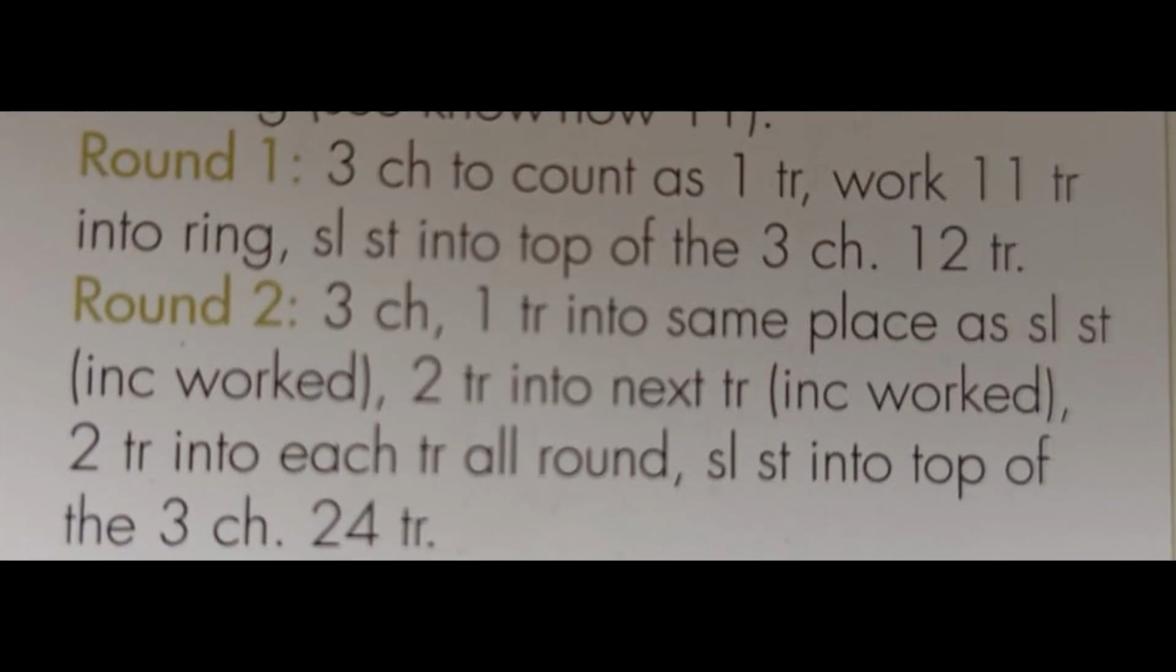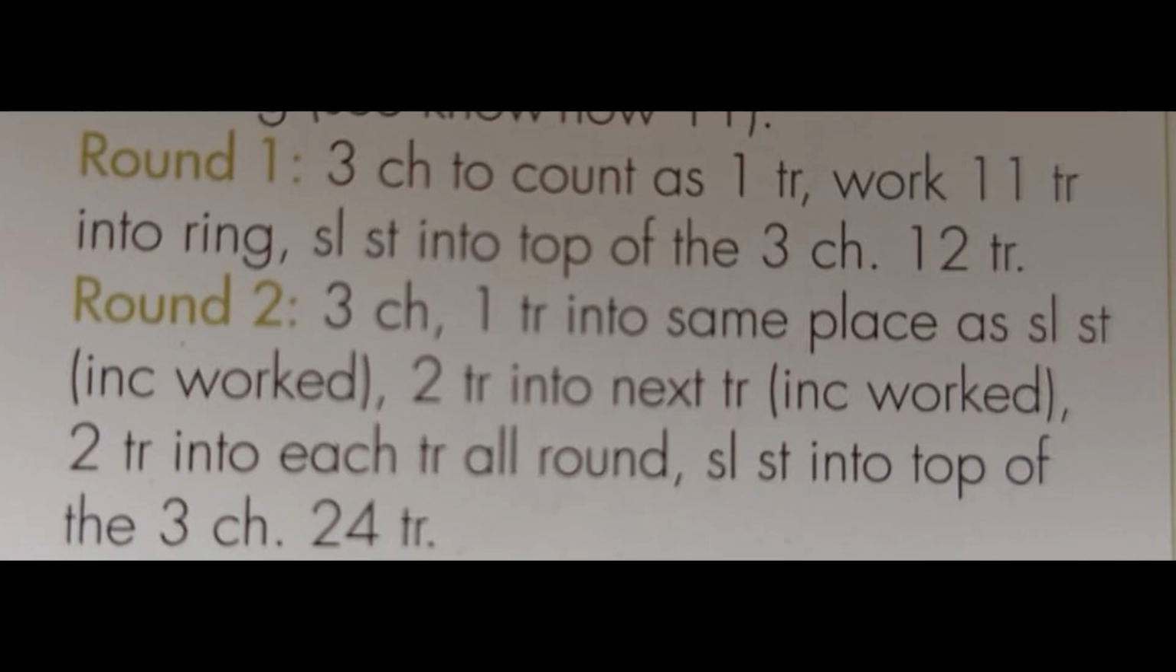Now here comes the fun part. Alright, so obviously this pattern is worked in rounds because it's going in a circle. So for this pattern in particular, because we're working in the round, it says round 1. So I'm just going to read the instructions for you. Right, so the first round, which is round 1, says 3 chains to count as 1 treble. Work 11 trebles into the ring. Slip stitch onto top of the 3rd chain. Then you end up with 12 trebles.